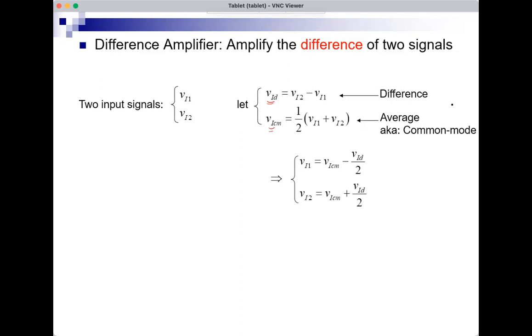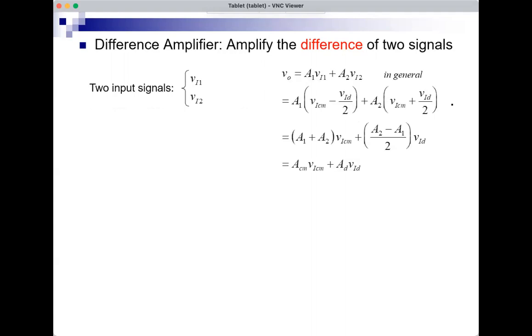So this is what we call change of variables, and we're doing it for convenience because I want to emphasize VID. I want to see VID. This is what I want to amplify. All right, and so we can go in the two directions. If I know VI1 and VI2, I can find VID and VICM. If I know VID and VICM, I can go back to VI1 and VI2, as you see in these equations.